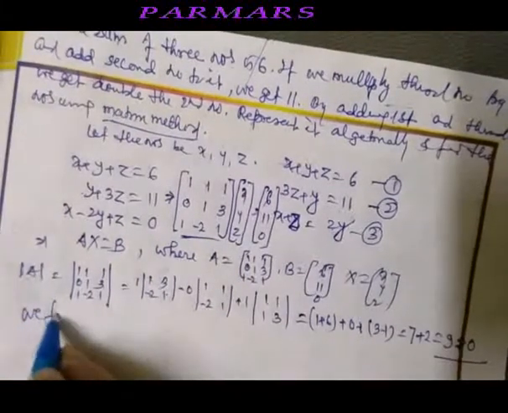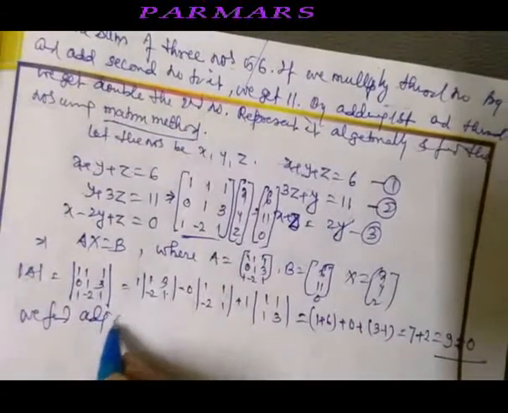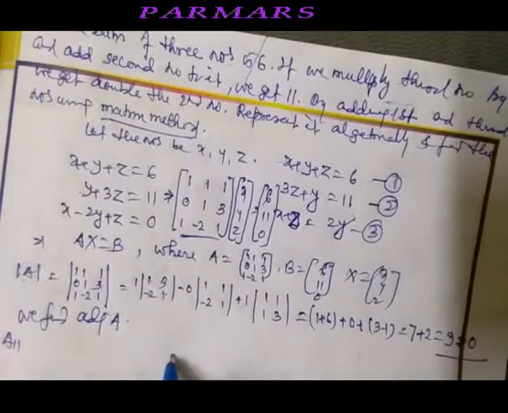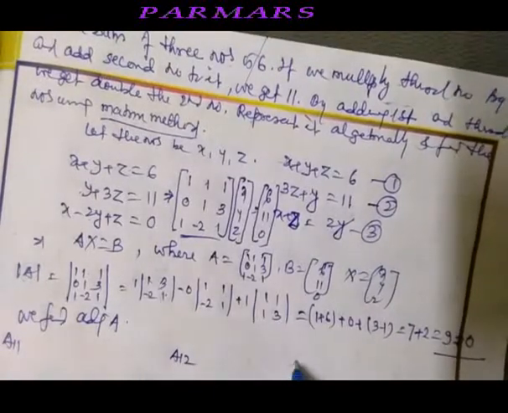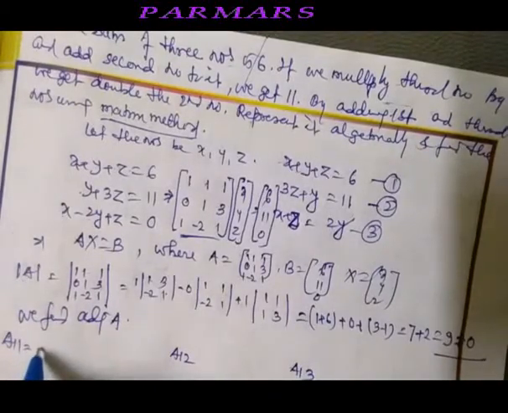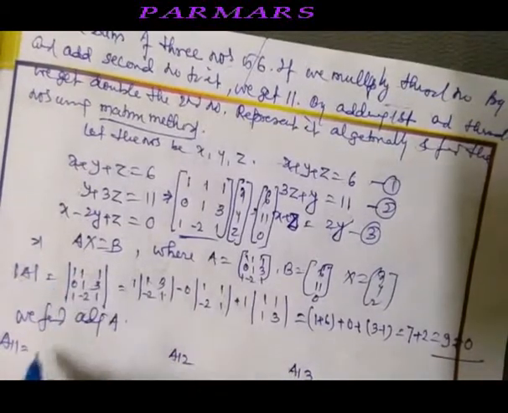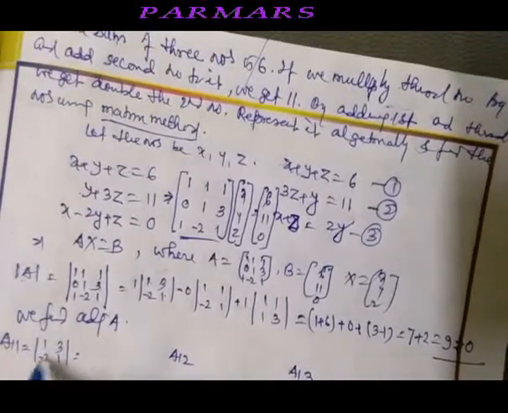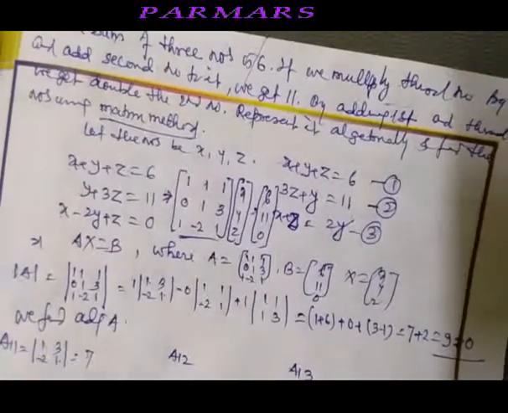Now we find adjoint A. For that, a11, then a12, then a13. What is a11? It is positive. Delete the first row and first column, you will get 1 3, -2 1. So what is the value, 1 + 6, that is 7.